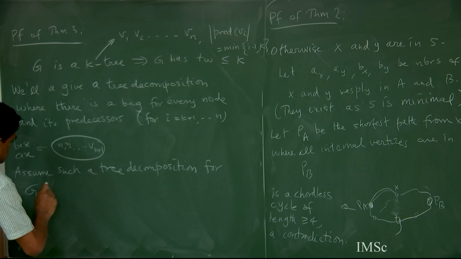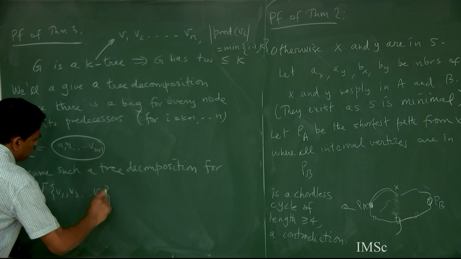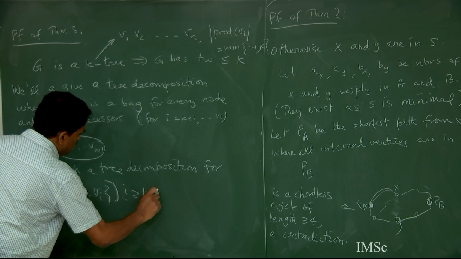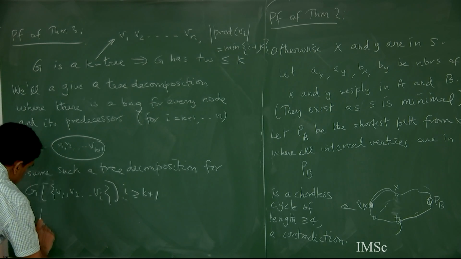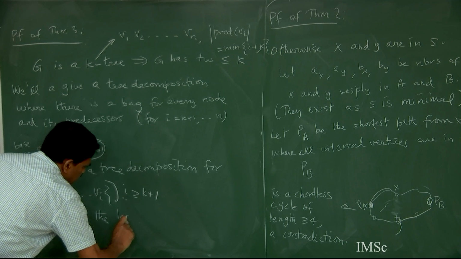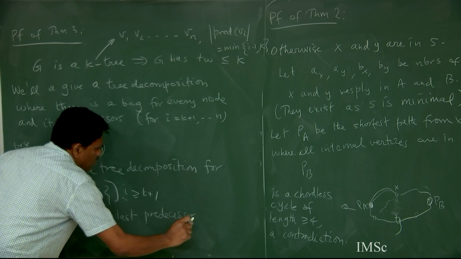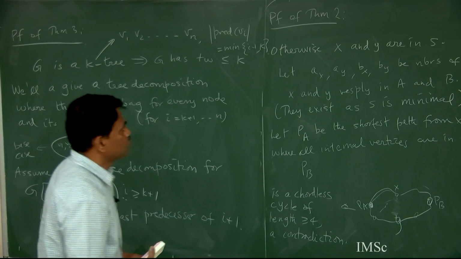For my induced subgraph on V1, V2 up to Vi, right, i is greater than or equal to k plus 1. Now, i plus 1 comes. So, let H be the last predecessor of i plus 1.